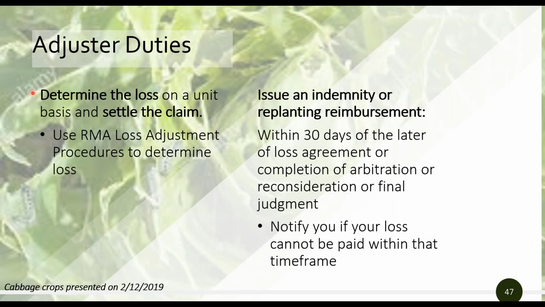Adjuster duties. First of all, the adjuster needs to determine the loss on a unit and settle the claim. Everybody uses the same risk management agency loss adjuster procedures to determine their loss. First of all, your company's loss adjuster will contact you shortly after the company receives your notice of loss. Your adjuster will set up an appointment to visit your farm to inspect the damaged acreage. They're also going to determine the cause of loss and how many acres are damaged. They'll determine the percent of damage, and they're going to defer the loss adjustment if they can't determine the percent of loss. They'll revisit and reinspect after the deferral period.